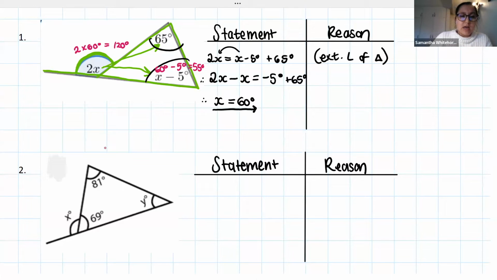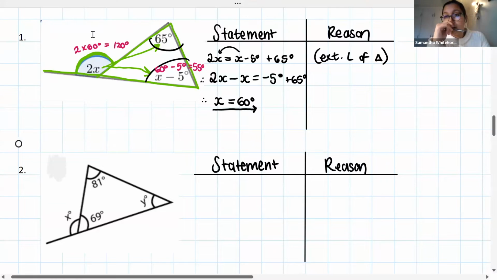Right, when it then comes to question 2. Now, guys, again, you don't have to answer it in alphabetical order. So if you started with Y, that's fine.